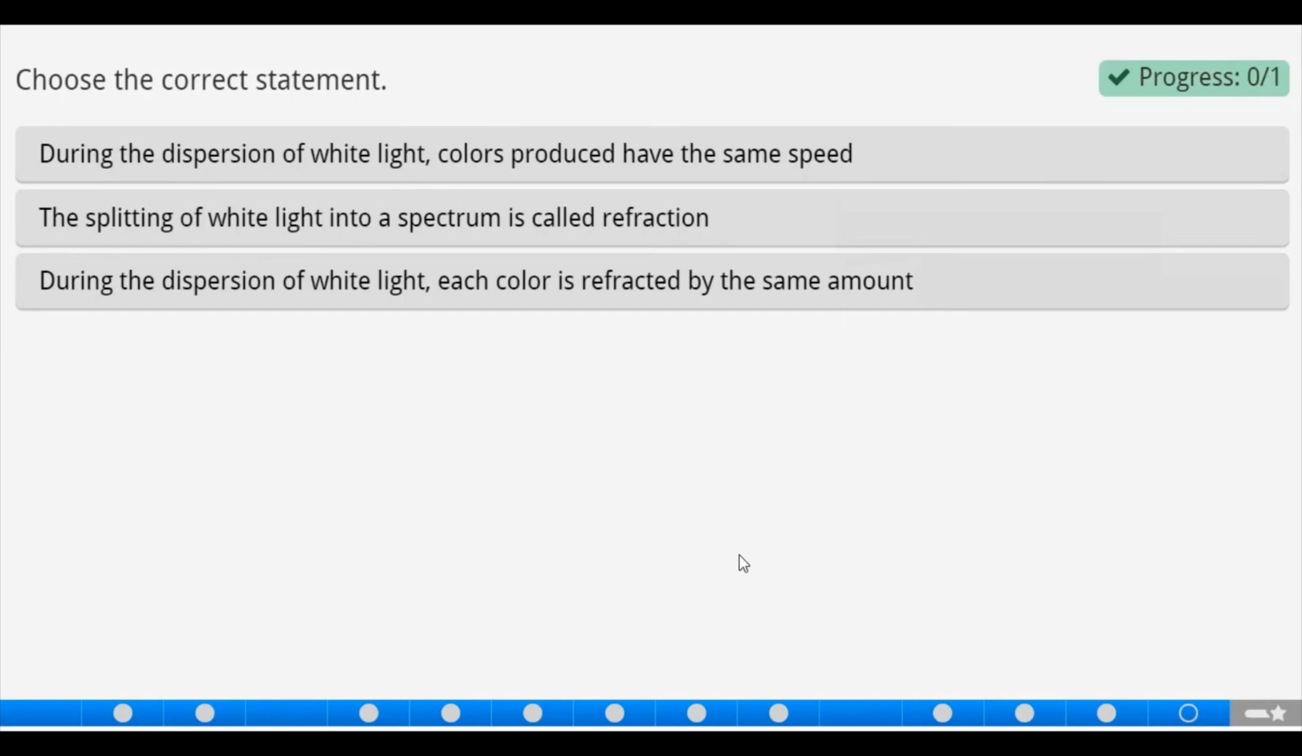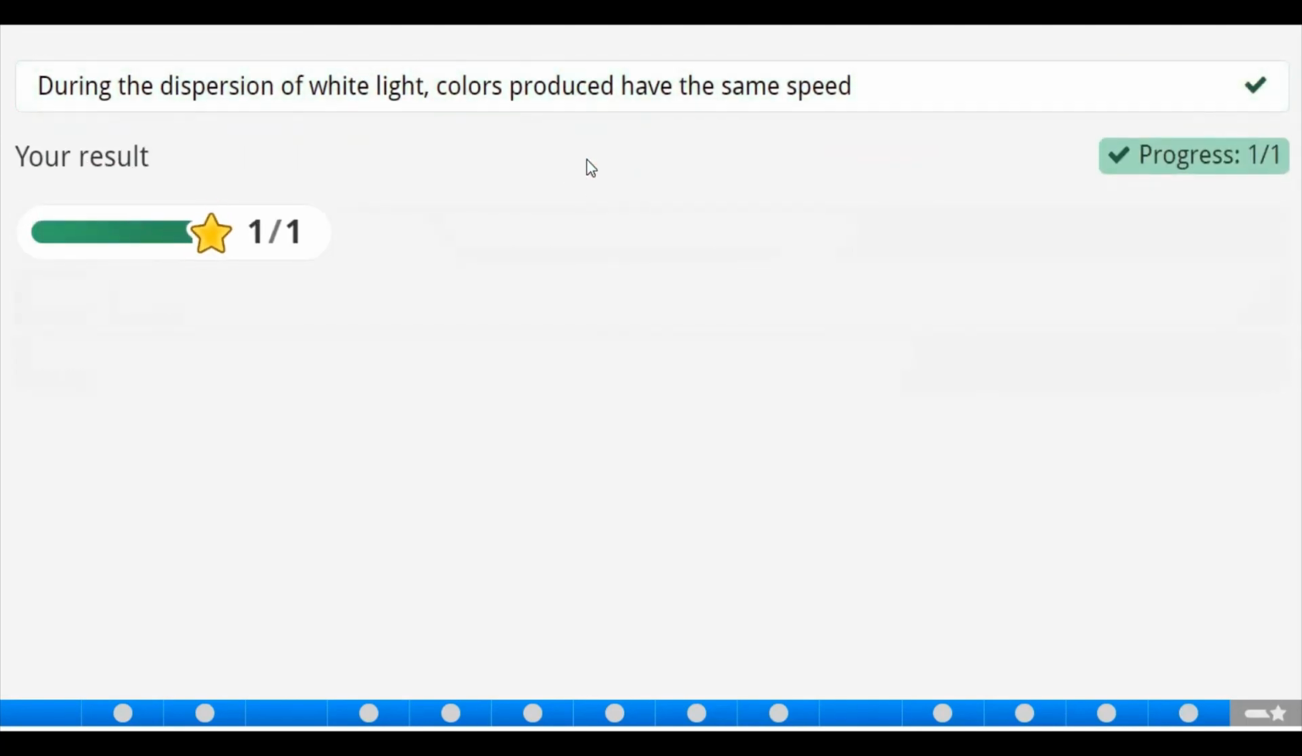So let's check these three statements also to pick the correct statement. During the dispersion of white light, colors produced have the same speed. Is that true? Let's continue. The splitting of white light into a spectrum is called refraction. That is false. That should be dispersion. Now, the next statement. During the dispersion of white light, each color is refracted by the same amount. Is that true? That is false. So during the dispersion of white light, colors produced have the same speed. So we pick that. That is correct.